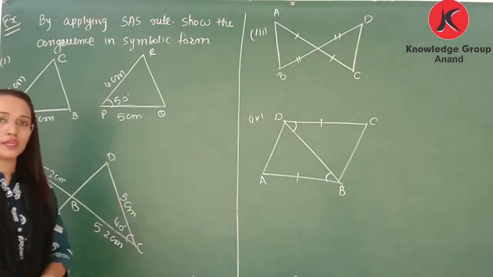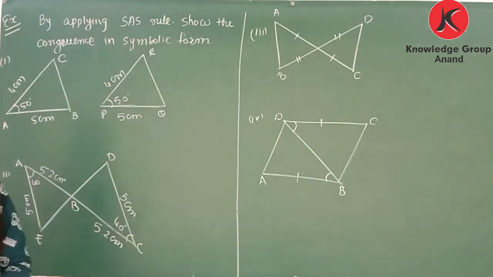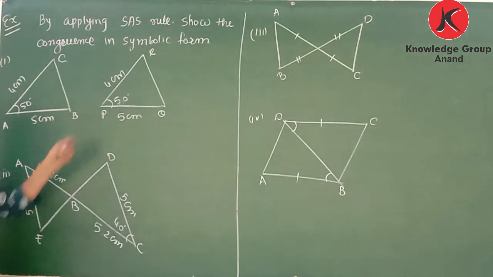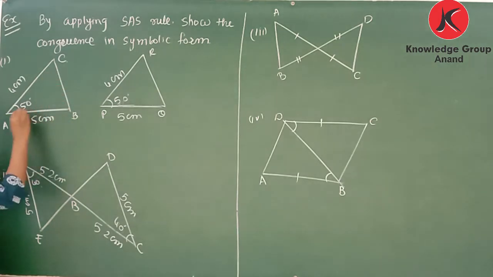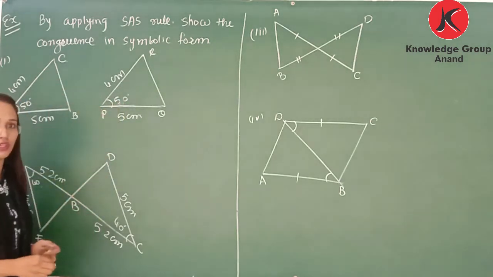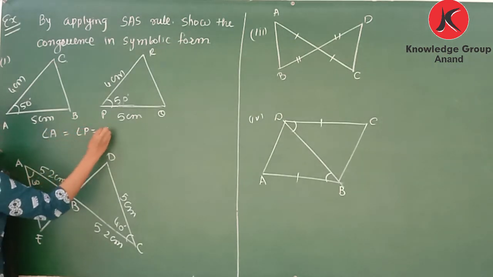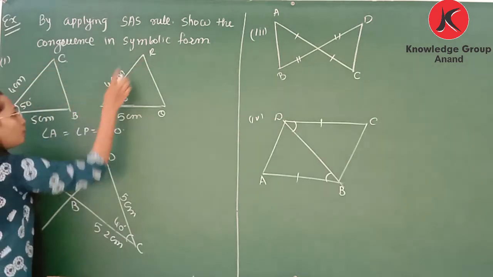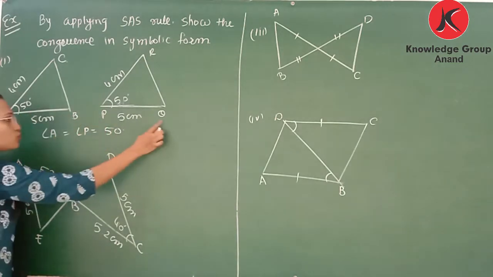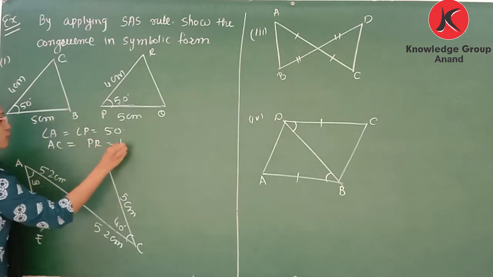Now let's solve some examples related to SAS criteria, meaning side, angle, side, with the included angle. Here two figures are given and you need to represent the congruent parts and the symbolic form of congruency. So let's start here. ABC is given, angle A is 50 degrees, angle P is 50 degrees. It means angles P and A are equal, 50 degrees. Now this is the included angle. Why? Because AC is equal to PR and AB is equal to PQ. So you can write AC is equal to PR is equal to 4 centimeter.